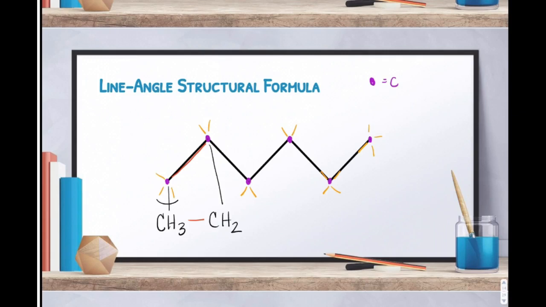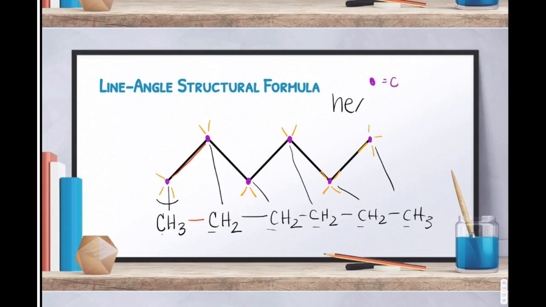And then we have a bond to the next carbon, which is CH2 as well. And then CH2, and then CH2, and then CH3 on the end. So pause really quick and give me a name for this alkane. So this is 1, 2, 3, 4, 5, 6 carbons. The prefix for 6 is hex, and this is all single bonds, so it is an -ane: hexane.